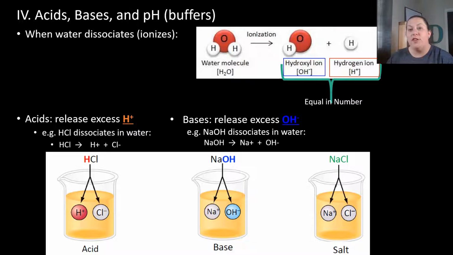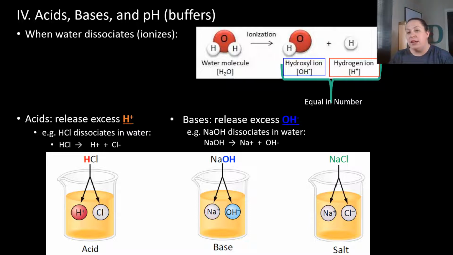Now, in water, there's normally an equal number of these. The hydroxyl ion is the OH, the hydrogen ion is the H, and technically if you added those together, that is water, H2O. And normally when water gets split up or ionizes, it's equal. They come in equal numbers. The problem is when they're not in equal numbers, that's when you get something that's acidic or basic.